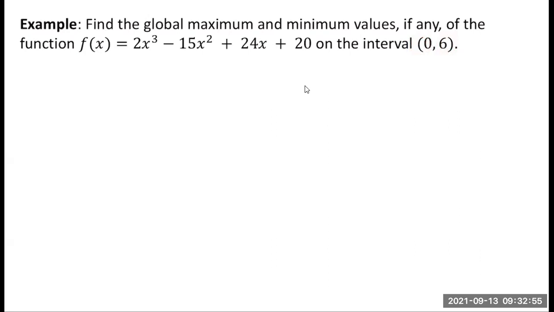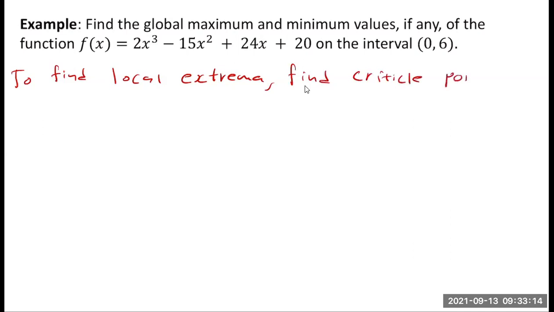To find local extrema, find critical points, because we know that local extrema are critical points. Okay, so let's find critical points. You set your derivative to 0 to find critical points. First of all, let's find the derivative. f prime of x is equal to 6x squared minus 30x plus 24.